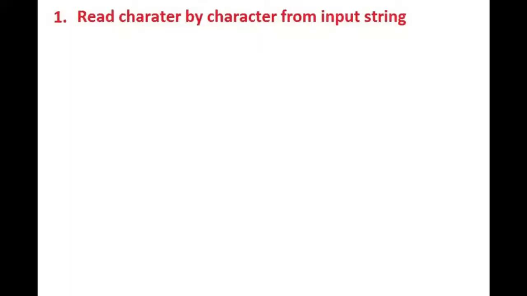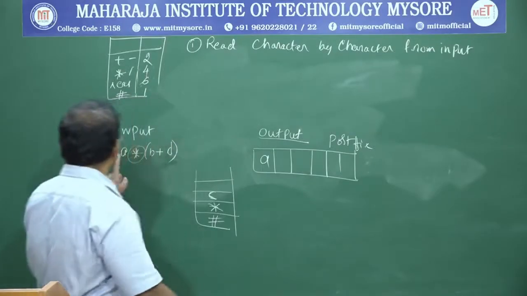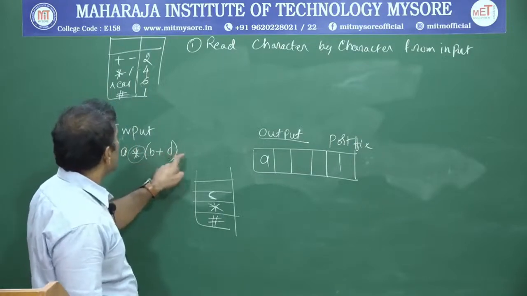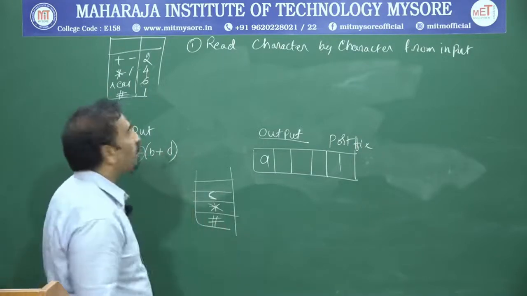Read character by character from input like this. 1, 2, 3, 4, 5, 6, 7 elements are there. So read one by one.